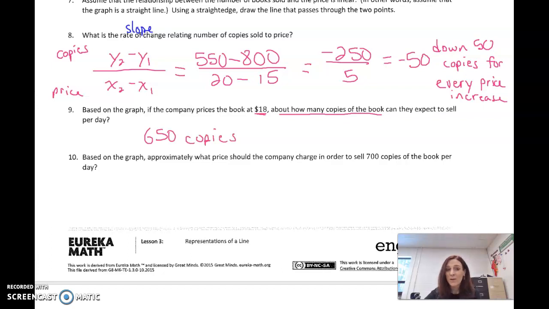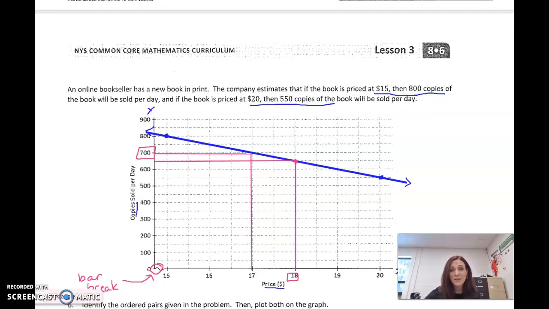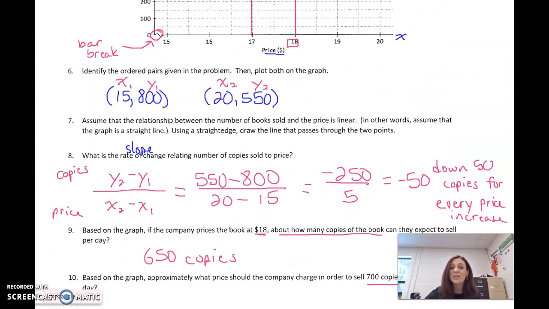Now the next one says, based on the graph, approximately what price should the company charge in order to sell 700 copies? So if we want to sell 700 copies, go to your graph. Here's 700, right? So 700 is going to hit the graph right there, which means if they want to sell 700 copies per day, they should charge $17.